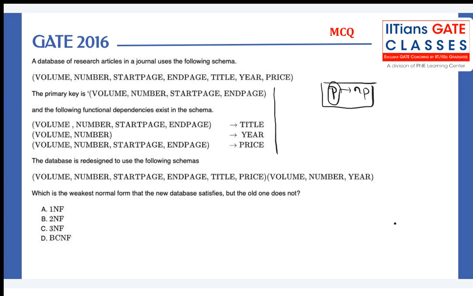Come on, that's simple. You don't need to write the entire thing. You can write the first letter, V, N, right? I am not a professor who wants to punish you by writing all this. Even I didn't write that. This is all copy pasted. V, N, S, E, right? Volume, number, start page, end page. Okay. These are the prime attributes.